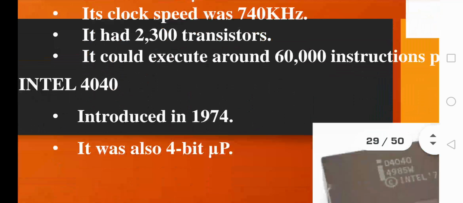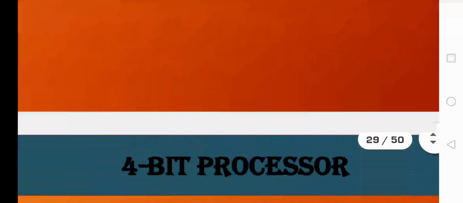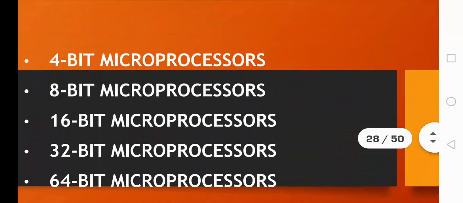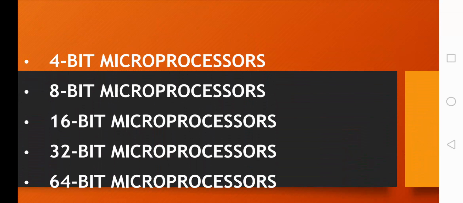The next 4-bit microprocessor invented was the 4040. Okay, the next 4-bit microprocessor. I told you we are going to study the history of the microprocessor based on these aspects, that is, based on the capacity of the microprocessor, that is, how much data they will be able to process in a particular instance of time.